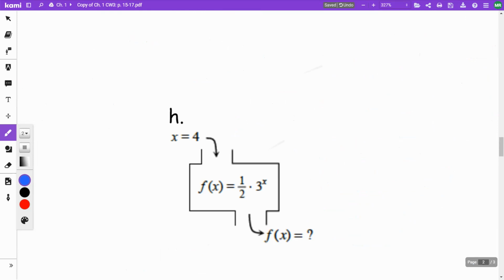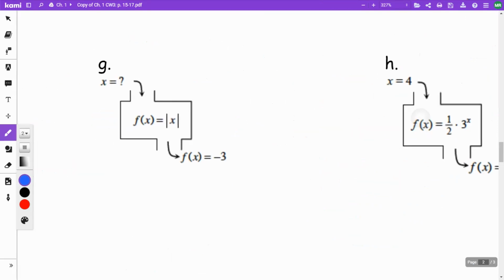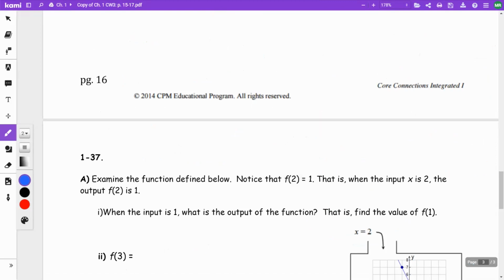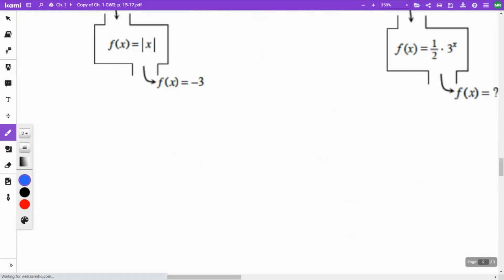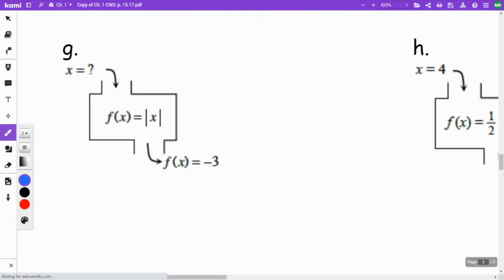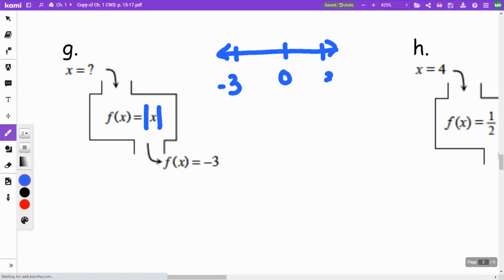On G, let me just make sure I hit every one of these. Okay, yeah, on G. So on this one, I also have the output. Now, these symbols here mean absolute value. And absolute value is how far something is from 0. So kind of as an example, if I have a number line and I have 0, and I have a negative 3, and I have a positive 3, and I want to know how far are these from 0. The distance from here to here is 3.